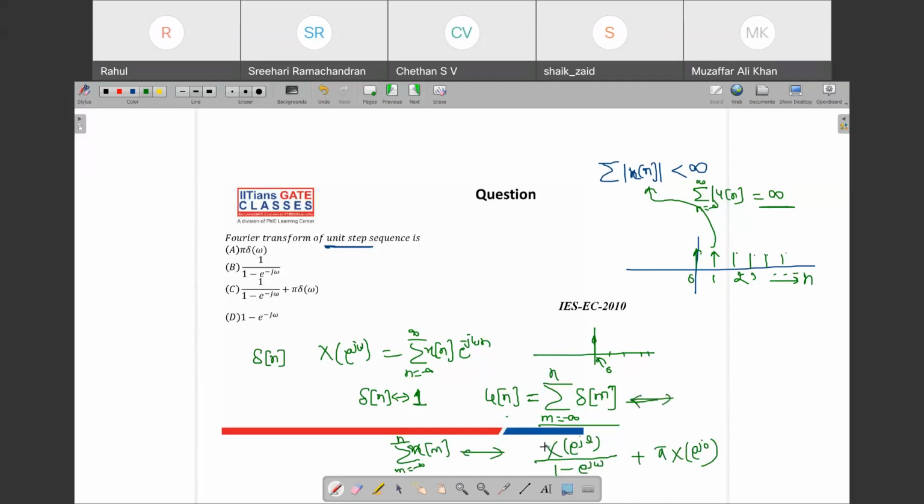So X of e to the power j omega, where x is the impulse, we are doing the accumulation of the impulse, which is equal to 1 here. So 1 by 1 minus e to the power minus j omega, plus pi X of e to the power j0, and X of e to the power j0 will be equal to 1. Oh, wait, delta omega.